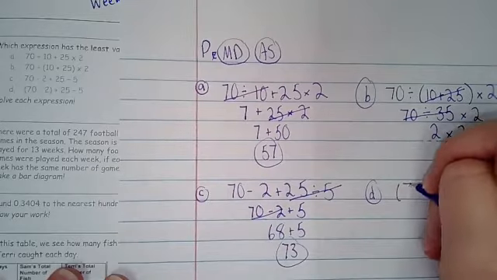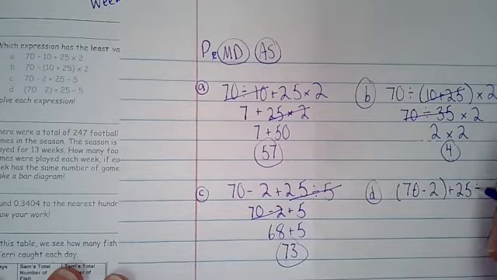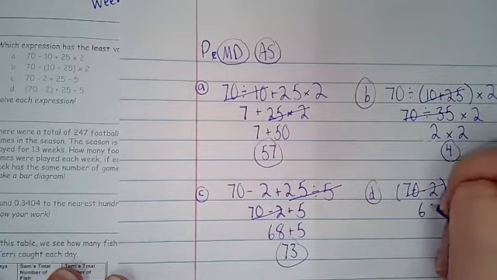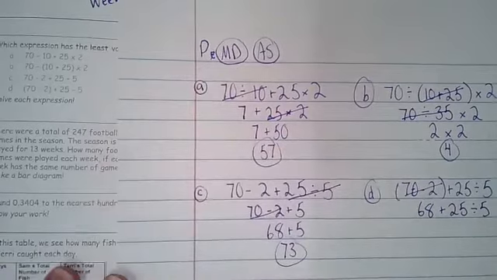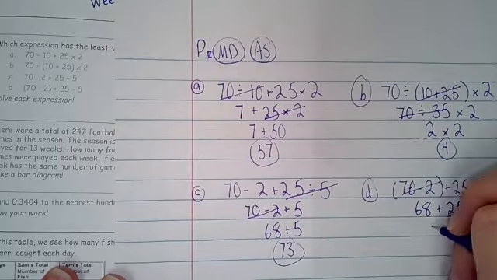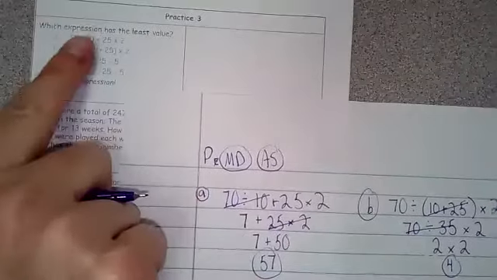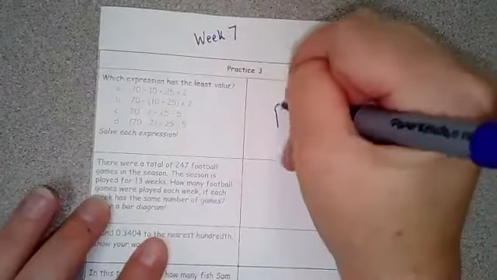All right, and let's do D. D is 70 minus 2, in parentheses, plus 25 divided by 5. So do what's inside the parentheses first. 70 minus 2 is 68 plus 25 divided by 5. Next, you do multiplication, division, whatever comes first. There's some division right here. 25 divided into 5 pieces is 5. So 68 plus 5 is what's left, which is 73. The question says, which expression has the least value? The least value is B. So your answer is B.